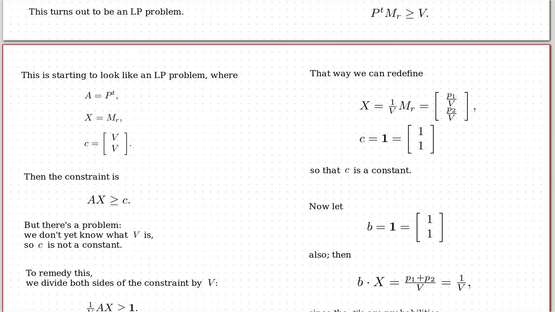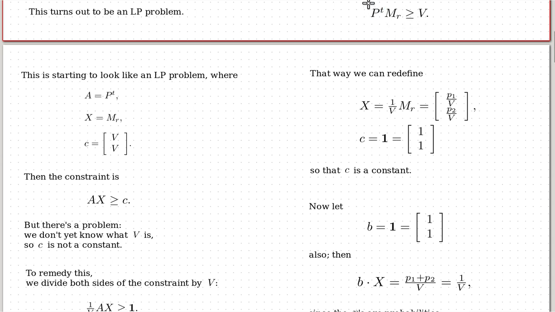So you'll notice that this is starting to look like an LP problem, a linear programming problem, in that what we've got here is a matrix of unknowns, right? The M sub r, that's the mix that we're trying to solve for, that's the unknowns, times some known matrix P transpose is greater than or equal to V.